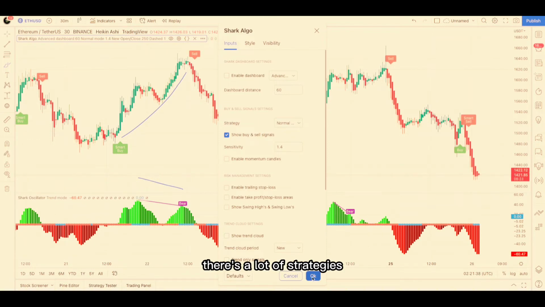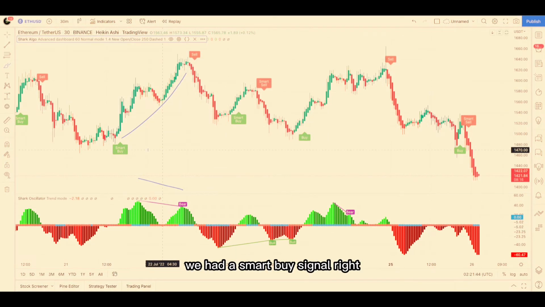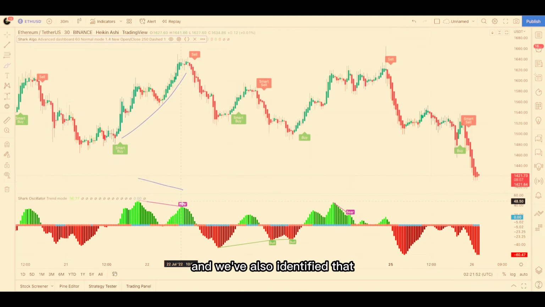Again, there's a lot of strategies. For now, this is what we're going to show you. So now, as you can see over here, we had a smart buy signal, right? So we were able to go all the way up here and take profits. As you see, we got a sell signal, and we've also identified that there was a bearish divergence down over here that was identified, meaning the trend is getting weaker.